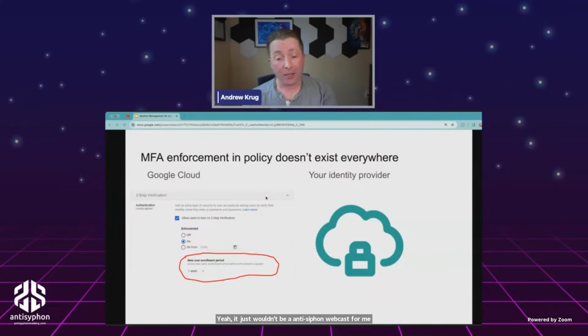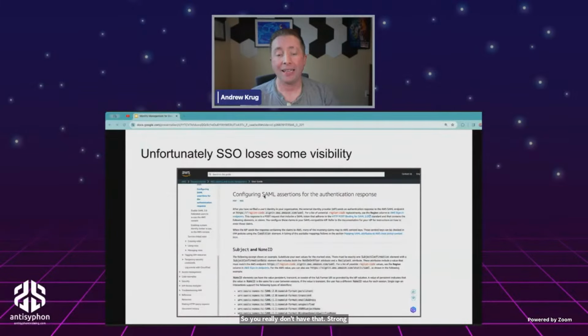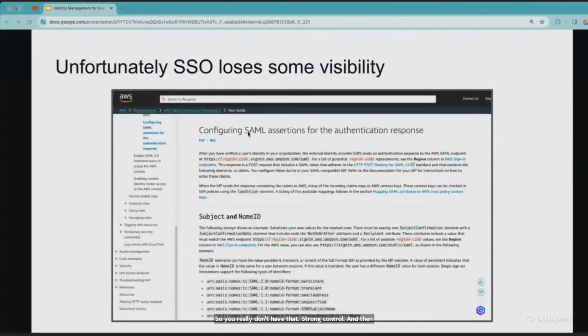amp. So as mentioned, all MFA enforcement is just G Suite MFA enforcement. So whatever you can do to G Suite, you can pass on to Google Cloud, and then that trickles down to the policy level. So you really don't have that strong control. And then this gets a little bit more complicated when we chain more single sign-on providers on.